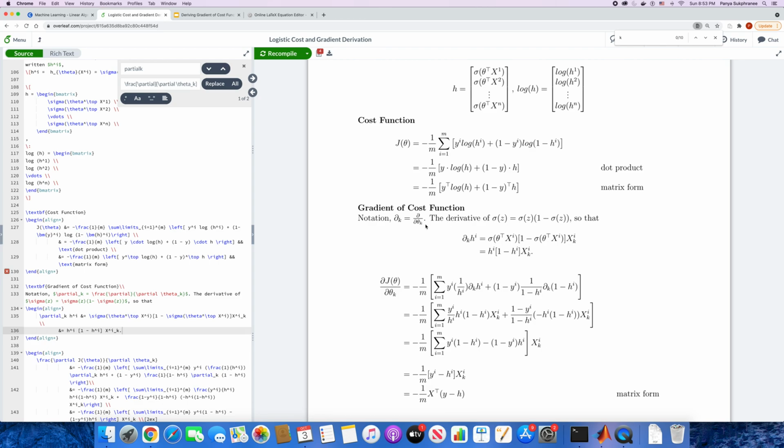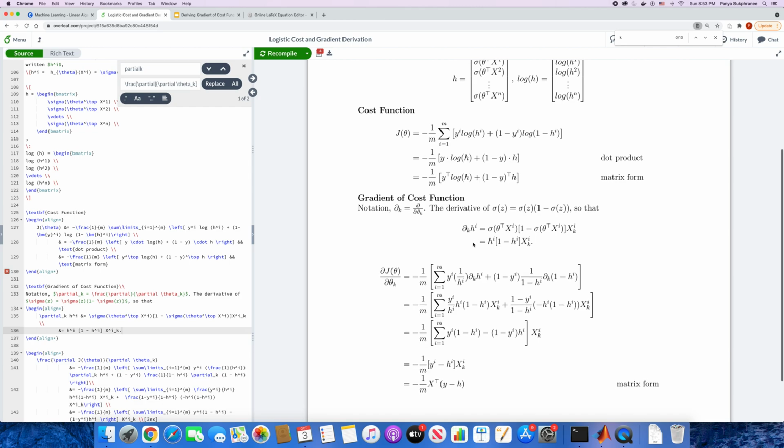The gradient of the cost function. Shorthand, I use partial sub k to denote the partial derivative with respect to theta_k. We note that the derivative of the sigmoid function is sigmoid times 1 minus sigmoid, so that we have this right here that we're going to use in step 2. So the partial k of h_i, remember, h_i is a sigmoid of something. That becomes sigmoid of this times 1 minus sigmoid of this.